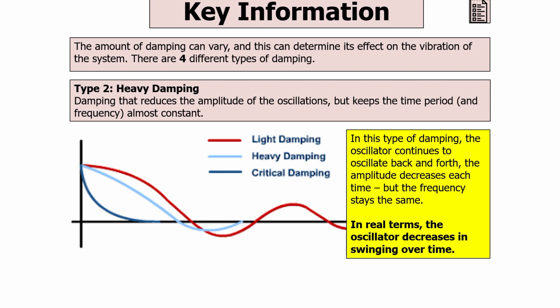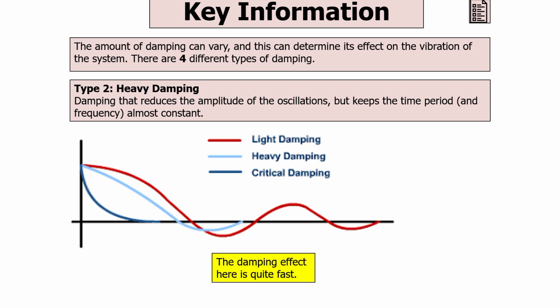In this type of dampening, the oscillator continues to oscillate back and forth and the amplitude decreases each time, but the frequency stays the same. In real terms, the oscillator decreases in swinging over time. Now here, the dampening effect is quite fast.